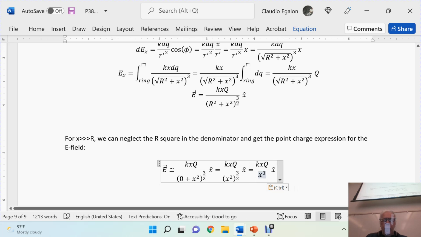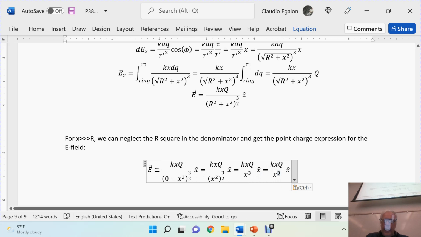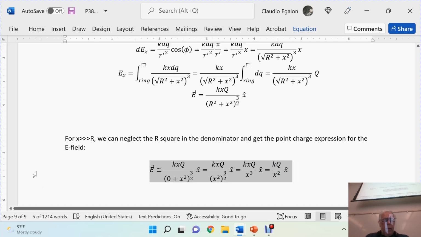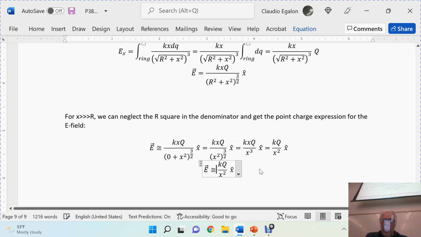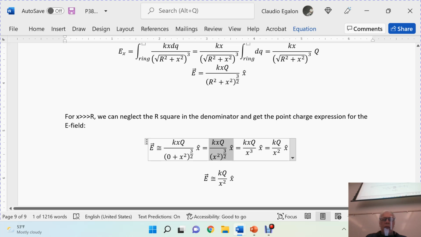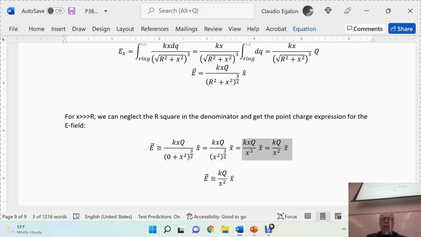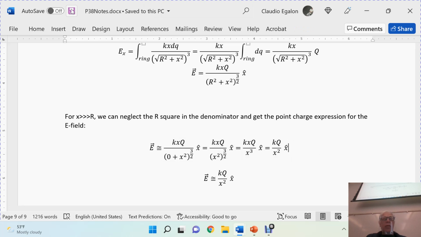Okay, we cancel x with x cubed, and then we get the field of a point charge. Here you go, see that? The approximation sign. We have an approximation sign here, but not here, right? Because this guy is equal to this guy. Okay, so that's what we have for this derivation.